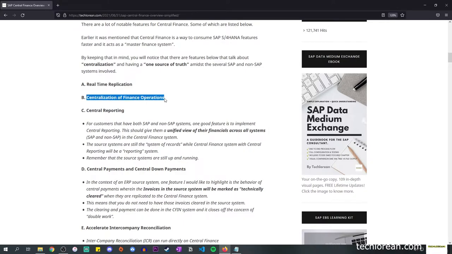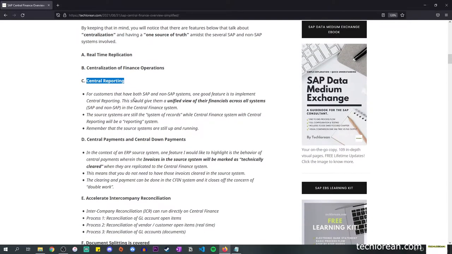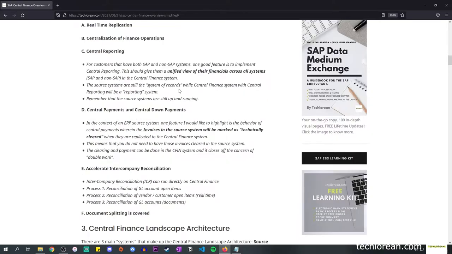Next, we have a centralization of finance operations, and then central reporting. So this I have highlighted here that when we talk about central reporting, it's a good feature to implement because it will give the business users a unified view of their financials across all the systems, right? So you're bringing data from SAP systems and non-SAP systems into the CFIN system, and so in a way you do have a unified view. I mentioned earlier that the source systems are still up and running. We haven't done any drastic changes to it, so they're still there.